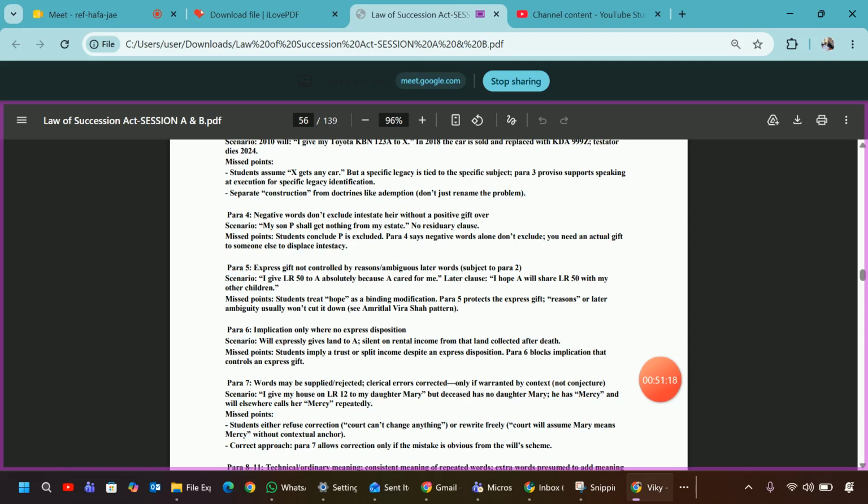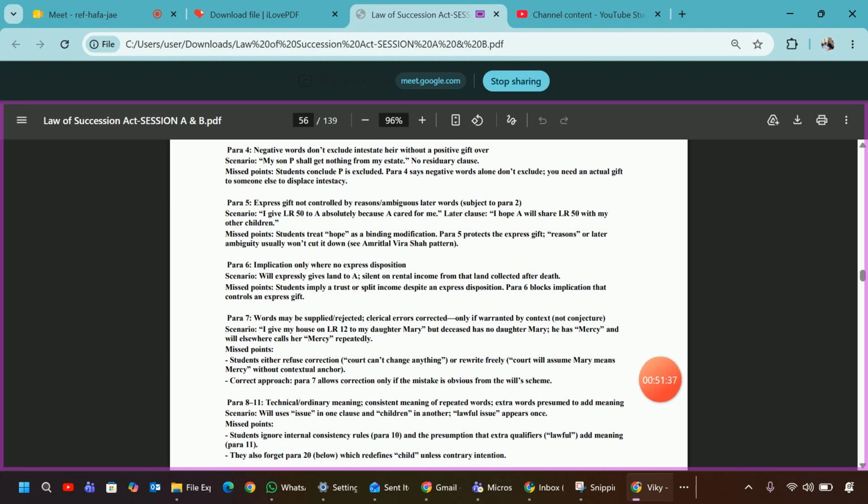Letter clause: "I hope A will share LR 50 with my other children." The missed point is that students treat "hope" as a binding modification. Paragraph 5 protects the express gift. Reasons or letter ambiguity usually won't cut it down. Paragraph 6: implication only where there is no express disposition.